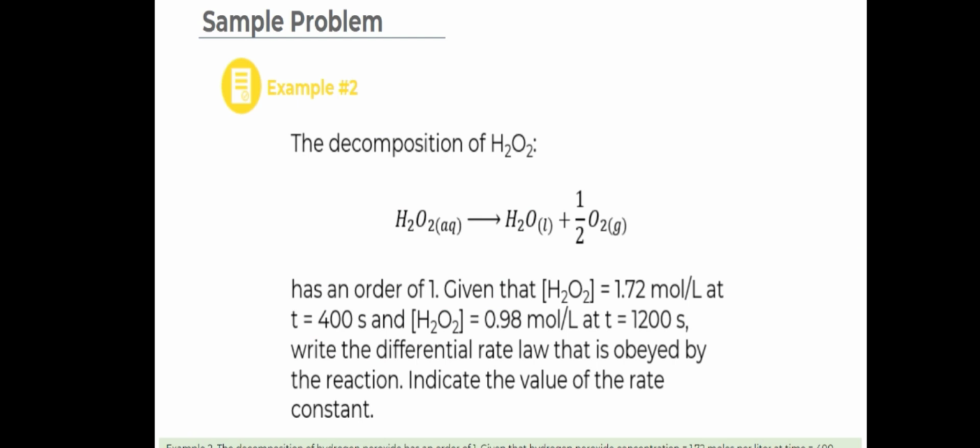Sample problem number 2. The decomposition of hydrogen peroxide has an order of 1, given that hydrogen peroxide concentration equals 1.72 moles per liter at time equals 400 seconds, and hydrogen peroxide concentration equals 0.98 moles per liter at time equals 1200 seconds. Write the differential rate law that is obeyed by the reaction. Indicate the value of the rate constant.